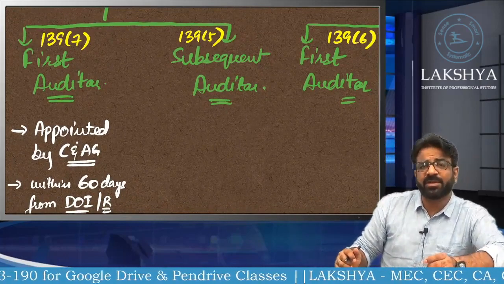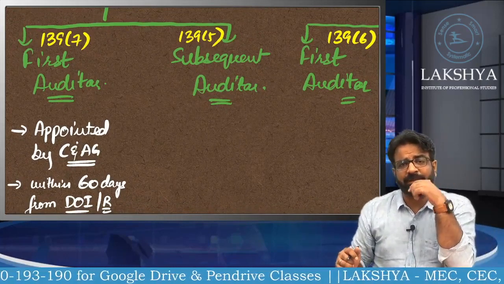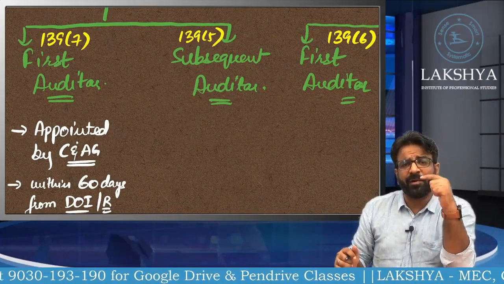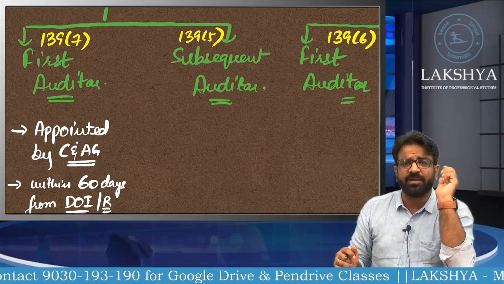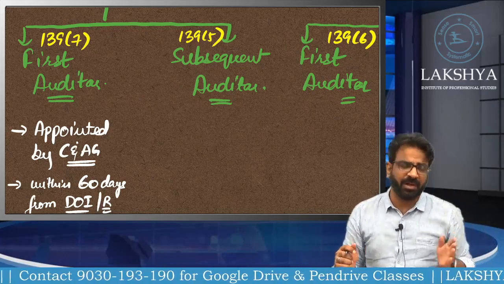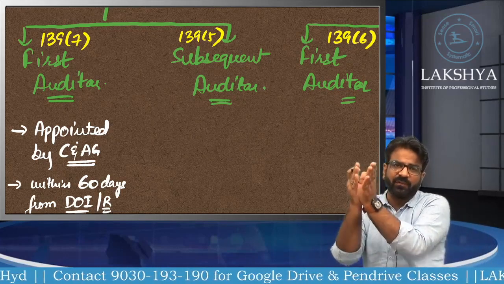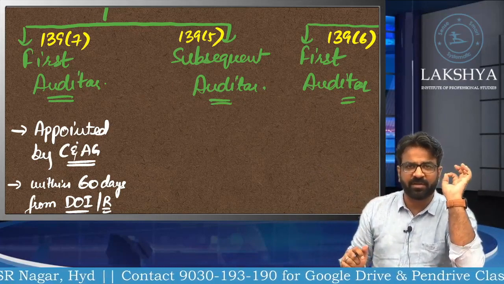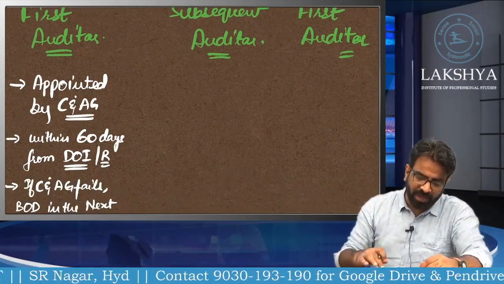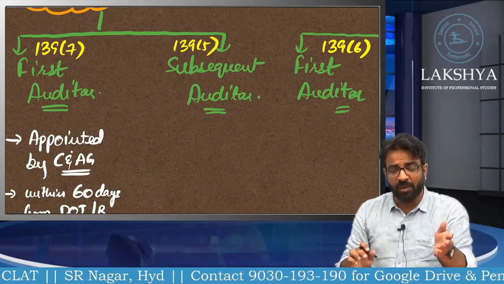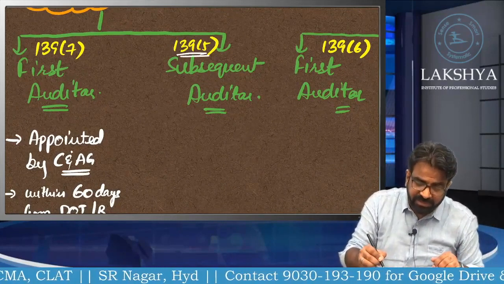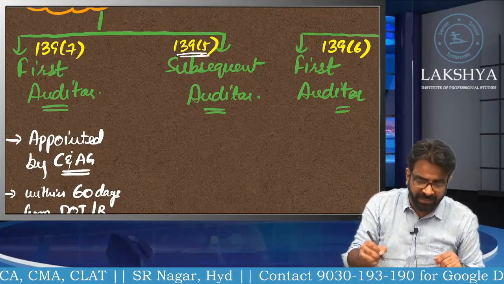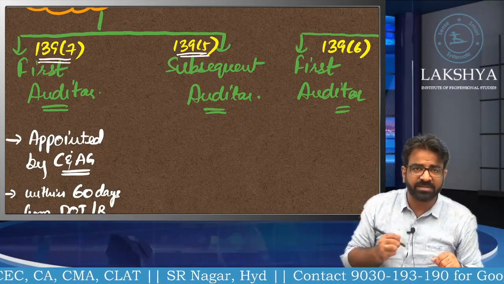Now, what do you mean by subsequent auditor? Every auditor appointed after the first auditor will be known as what? Subsequent auditor. It means second auditor, third auditor, fourth auditor, fifth auditor. All those auditors will be treated as what? Subsequent auditor. Crystal clear? Now, again, subsequent auditor under Section 139, Subsection 5. First auditor under Section 139, Subsection 7.